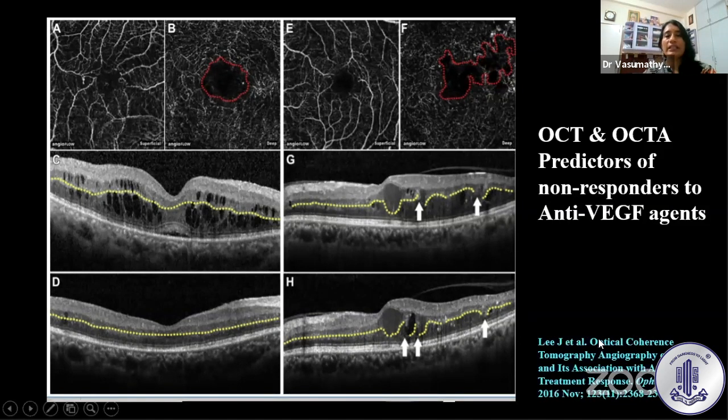And this patient responded very well to anti-VEGF injection. These are from Lee's article. I would suggest all the ophthalmologists to kindly go through this article if time permits.